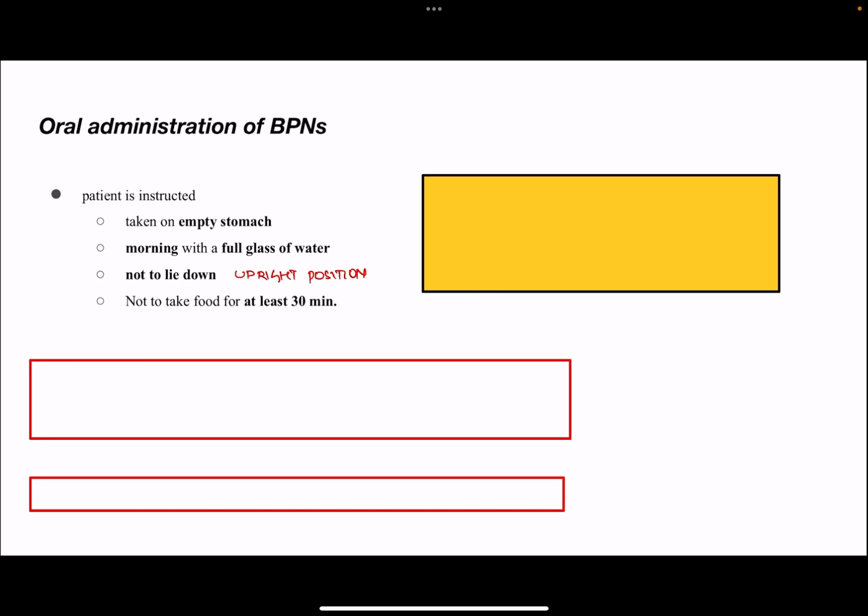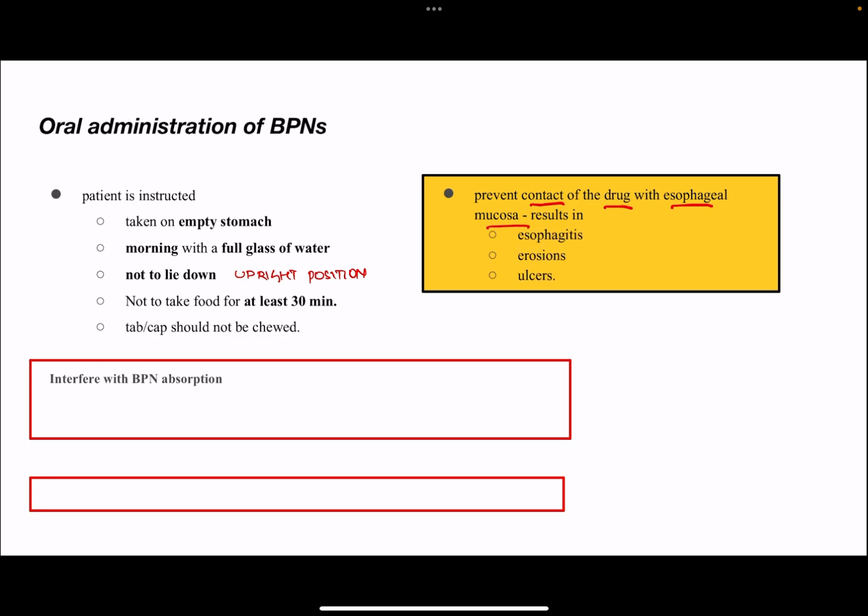What will happen if they lie down? There will be irritation of gastric mucosa as well as esophageal mucosa, which can increase the risk of esophagitis as well as peptic ulcer. Thereby you can prevent contact of the drug with esophageal mucosa, which can result in esophagitis, erosion and ulcers.